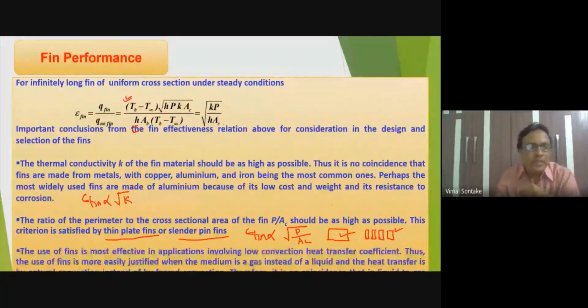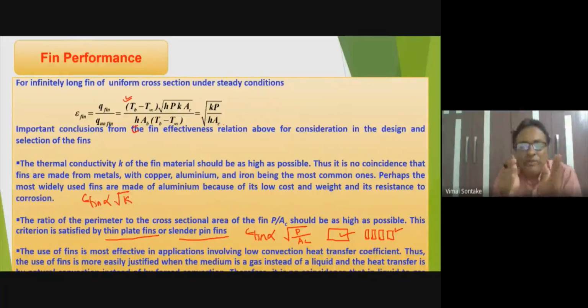Another important conclusion I can draw from here: effectiveness of the fin is also directly proportional to the inverse square root of h. So what does it mean? h is the convective heat transfer coefficient of the surrounding fluid. So the more the convective heat transfer coefficient of the surrounding fluid, the less the effectiveness of the fin.